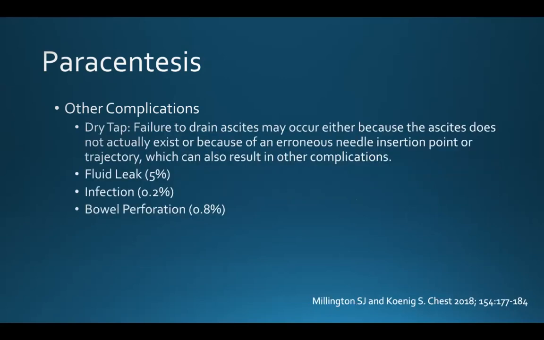Other complications include a dry tap. A failure to drain ascites may occur because the ascites doesn't actually exist, or because of bad needle insertion point or trajectory, which can also result in other complications. Fluid leaks can happen in 5%, infections are rare, and bowel perforation is a rare complication as well.